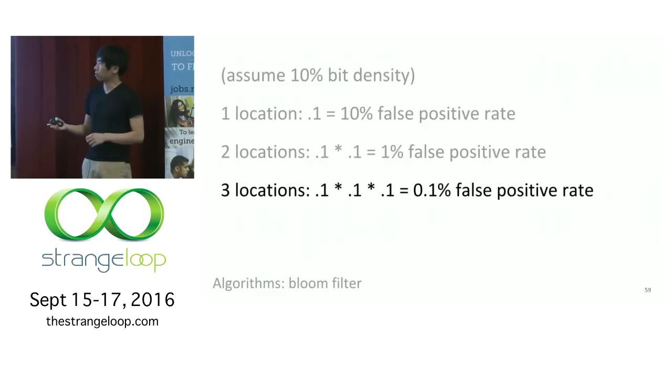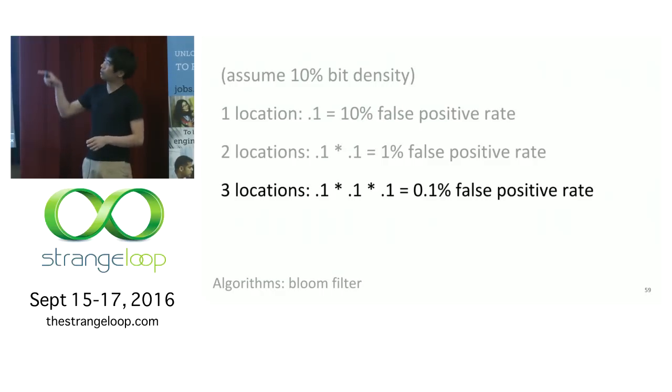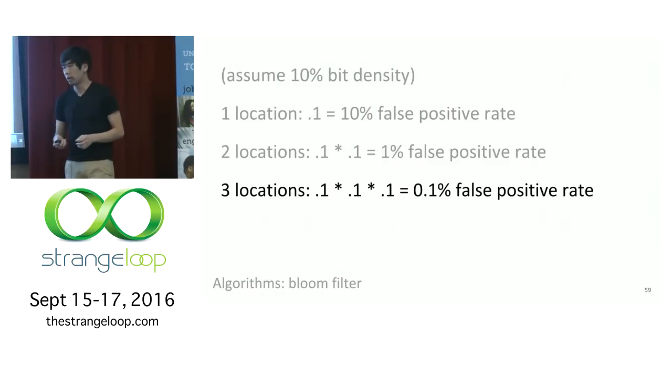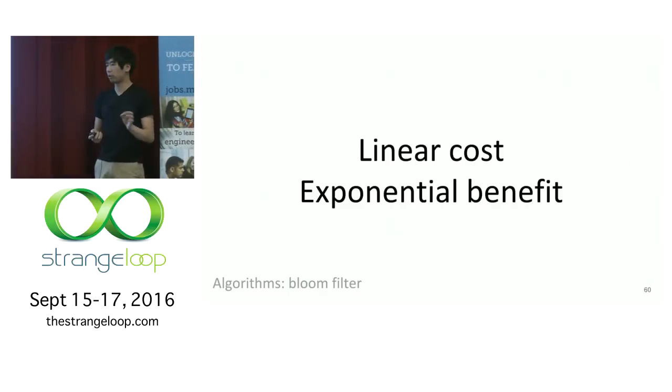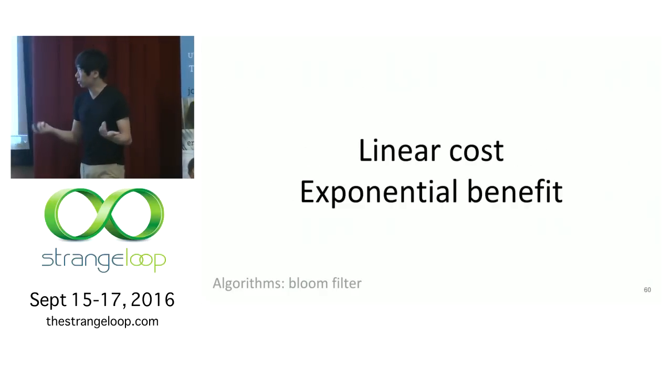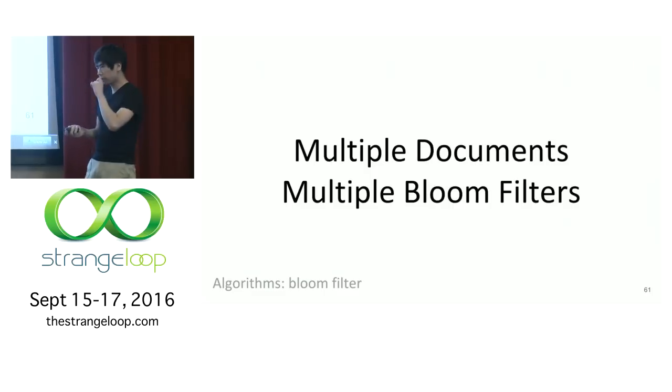But you notice that when we do this, we increase the length of the bit vector by a linear amount. That is, we're using a linear amount more space. We have an exponential decrease in the probability of false positive, right? So if you want an intuition for why a Bloom filter works, you can think of it as paying a linear cost and getting an exponential benefit, right? So it tends to work pretty well as things get larger. OK, so that's for one document.